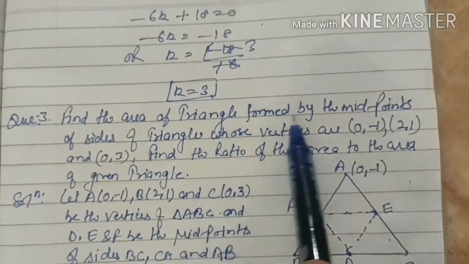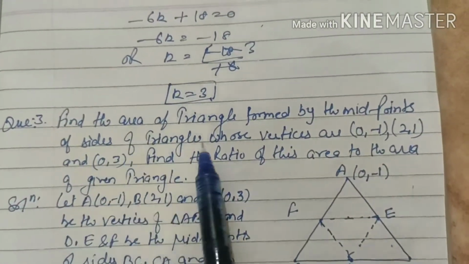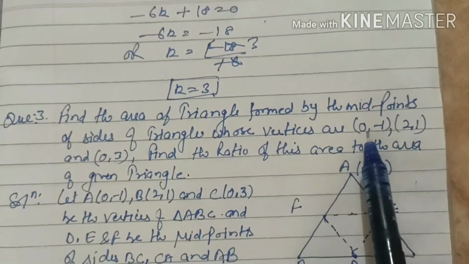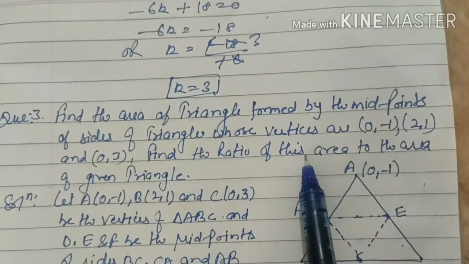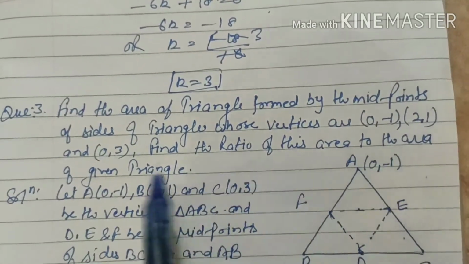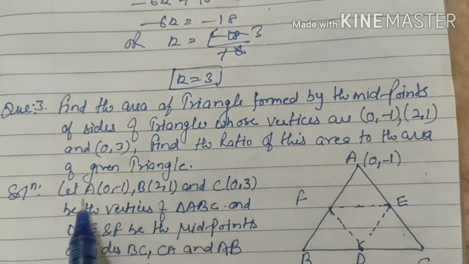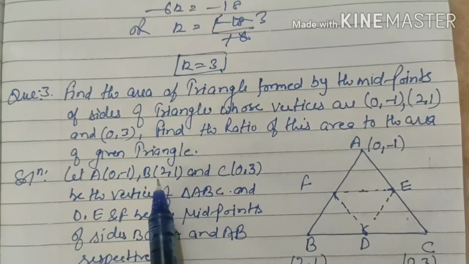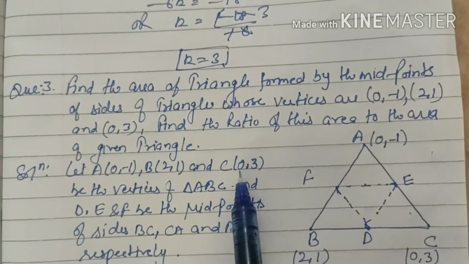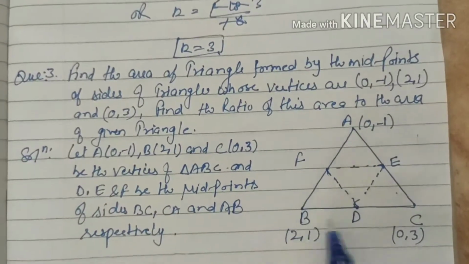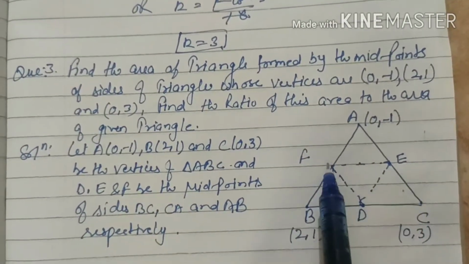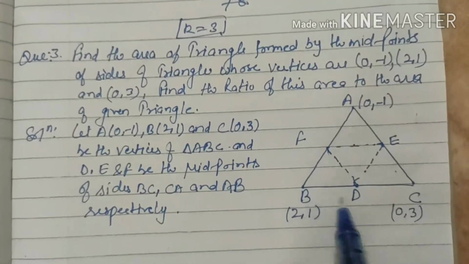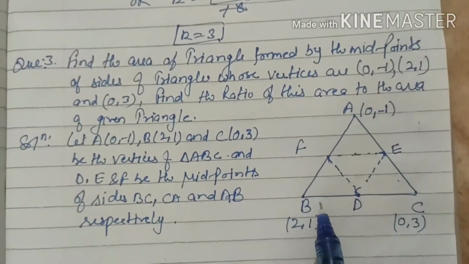Find the area of the triangle formed by the midpoints of the sides of the triangle whose vertices are (0, minus 1), (2, 1), and (0, 3). Find the ratio of this area to the area of the given triangle. So we have, let A (0, minus 1), B (2, 1), and C (0, 3) be the vertices of triangle ABC, you can see from the figure. And D, E, and F are the midpoints of sides BC, CA, and AB respectively.